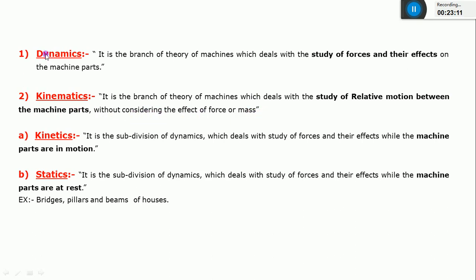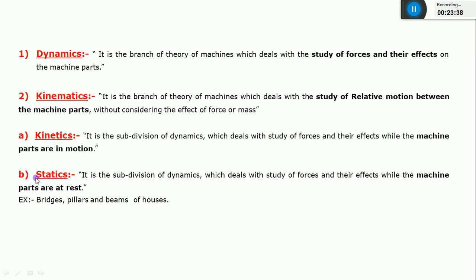Again, this dynamics is having two parts: one is kinetics and one more is statics. It means kinetics is a branch of dynamics in which you have to study the effect of forces when the machine is under motion, the parts of a machine are under motion. When you consider a lathe machine, the headstock will be rotating, so you can consider that as kinetics.